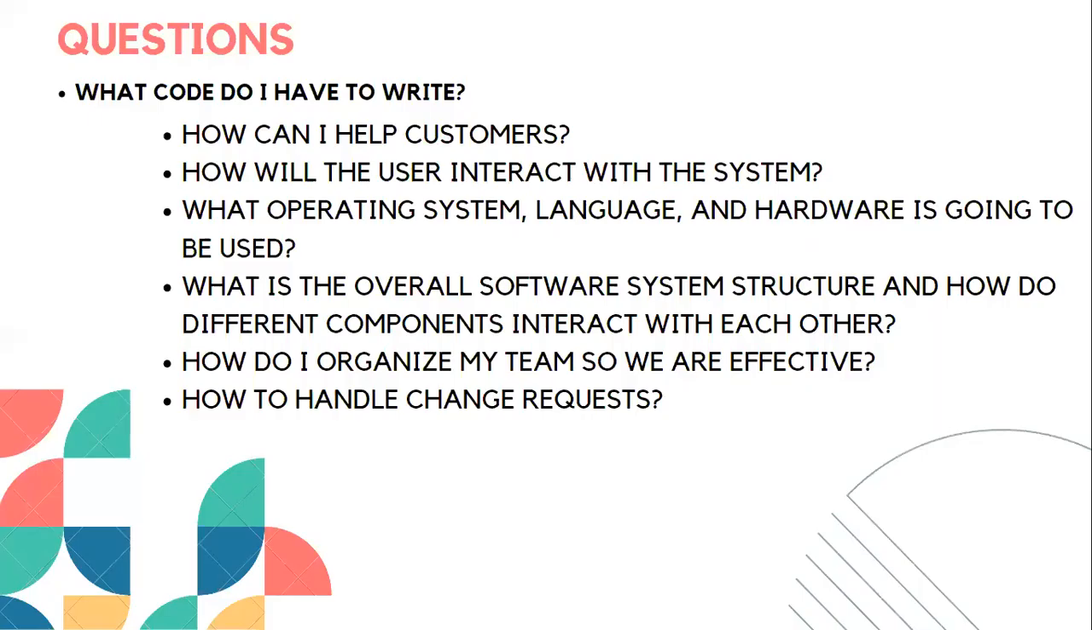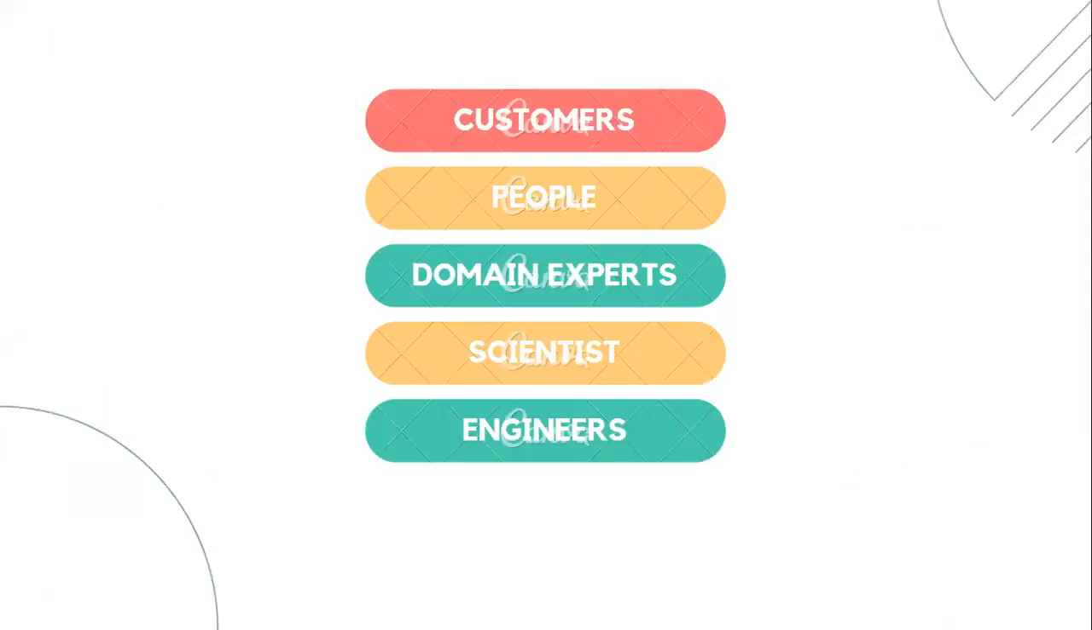As a software engineer, you have to answer a lot of questions. One question is how much code you have to write. But there are a lot of other questions. How can I help the customers? How will the user interact with the system? What operating system, language and hardware are going to be used? What is the overall software system structure? And how do different components interact with each other? How do I organize my team so we are effective? How do I handle the change request? There are many more questions.